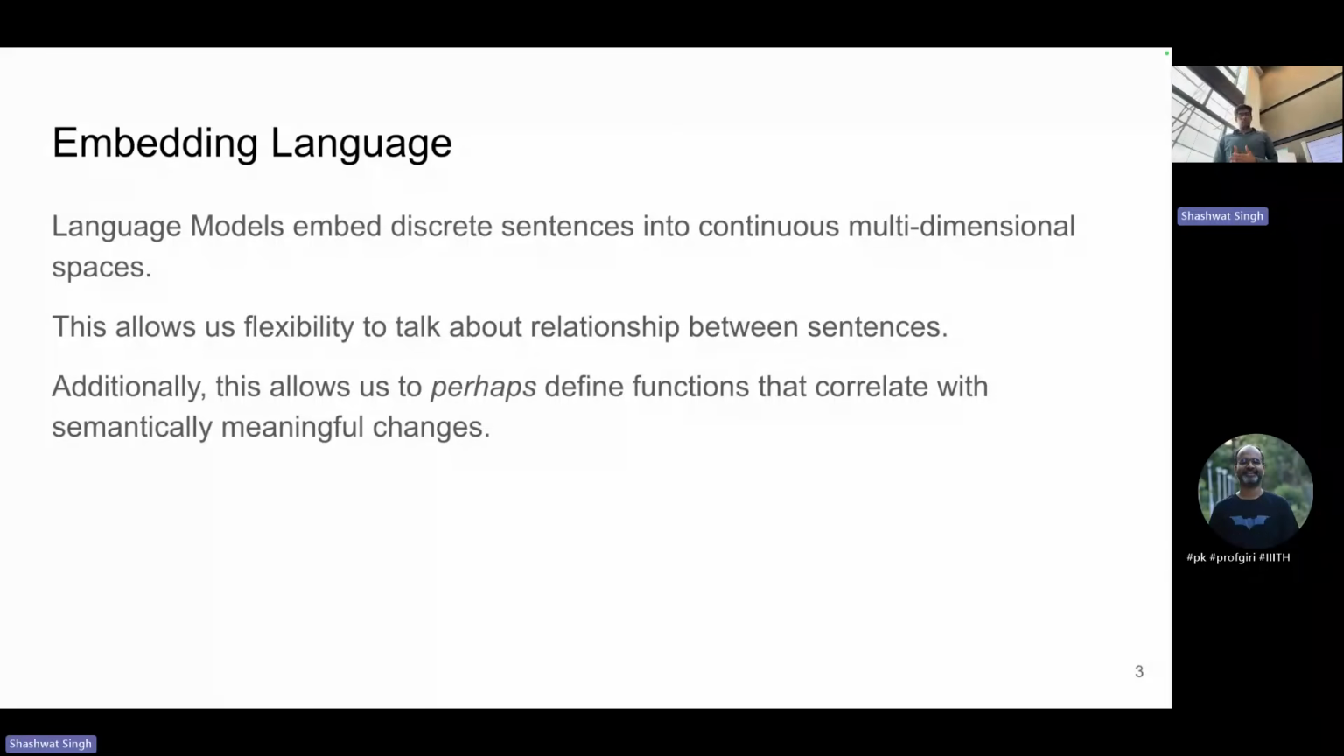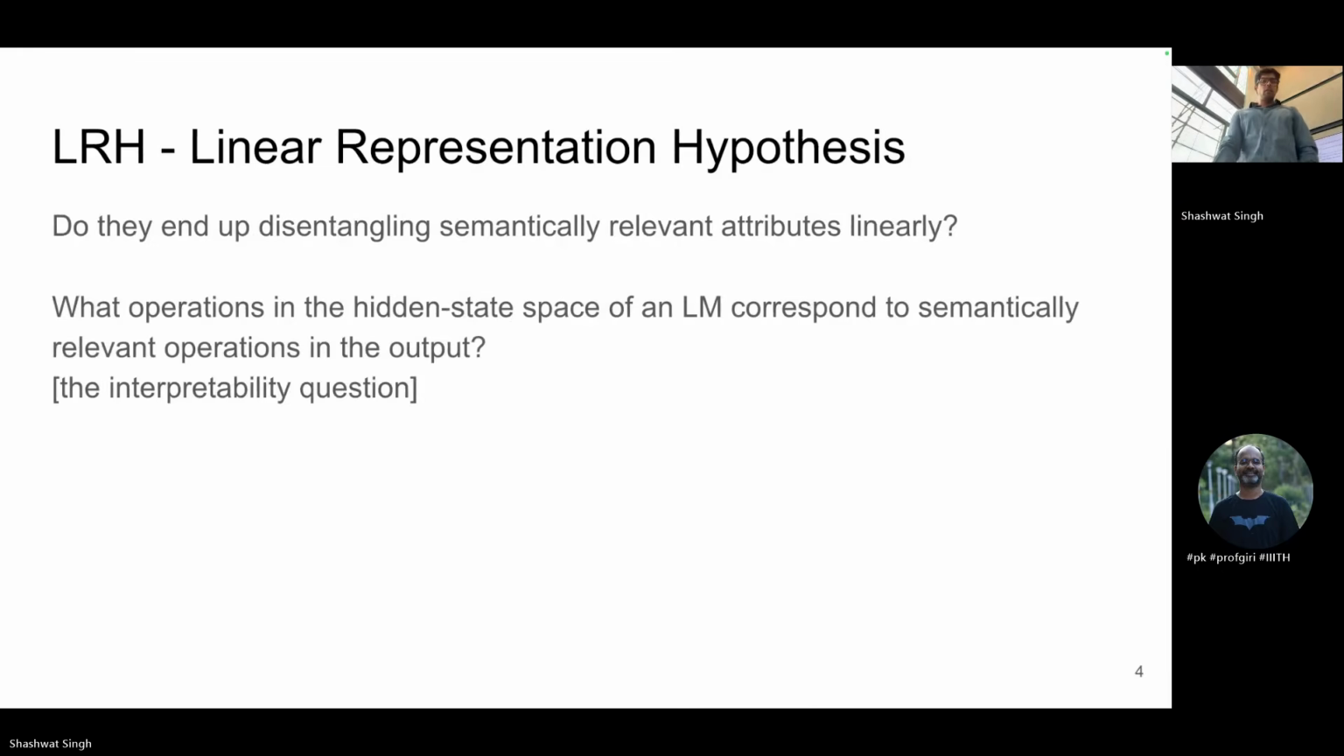So that leads us to the interpretability question: do this space and the relationships in it correspond to the relationships between sentences, or meanings and concepts? And additionally, we ask, can we define functions on these spaces that correspond to meaningful semantic differences? And that's a theme that's going to keep coming up.